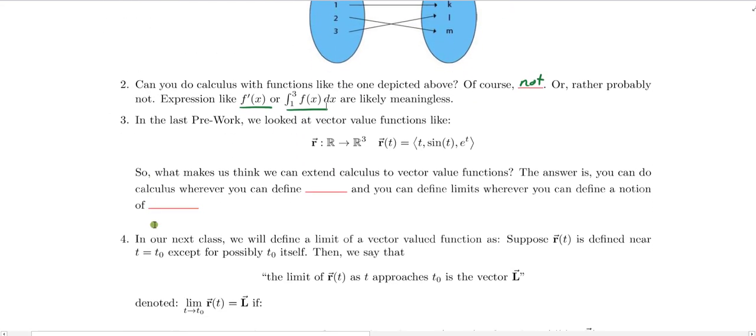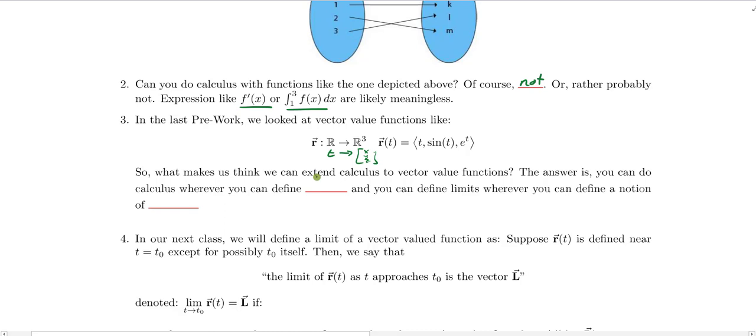In the last pre-work, we looked at vector-valued functions. So here we have a vector-valued function that maps the element t to some vector x, y, z in 3-space. So we've got a vector-valued function going from the domain of the real numbers to the space of 3-dimensional vectors there. And here I've described it. So let's ask this question: what makes us think that we can extend calculus to vector-valued functions?